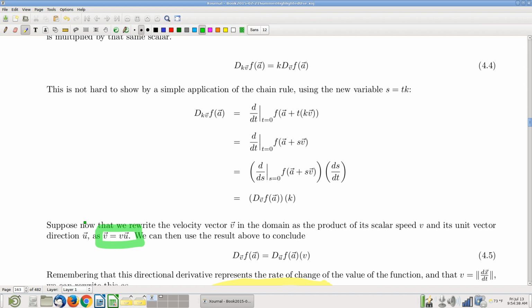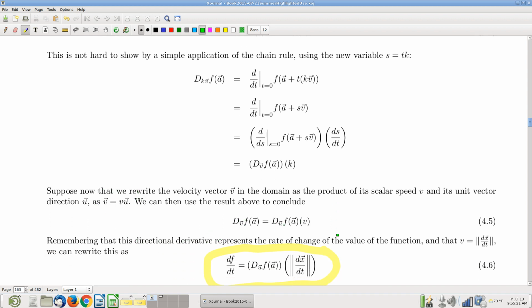All vectors are a magnitude times a unit vector representing the direction. You can always do this, right? You take any vector, just factor out its magnitude, pull that magnitude out, and the remaining leftover vector is a unit vector. Okay, so we're going to view the vector v as the scalar v times the unit vector u. And when you do that, you take this vector here, factor out the scalar, like I've done there, then you get this statement.